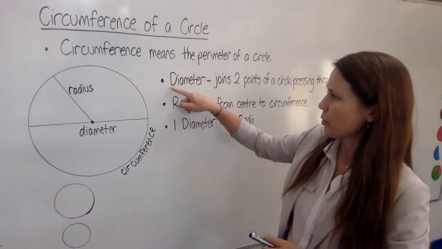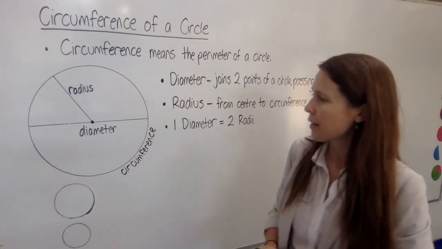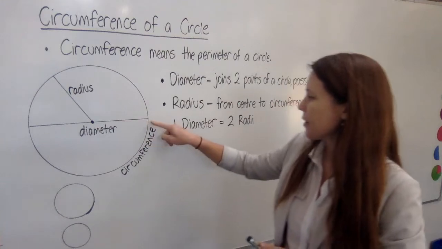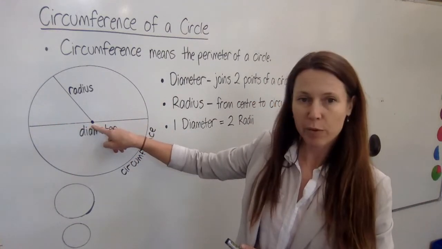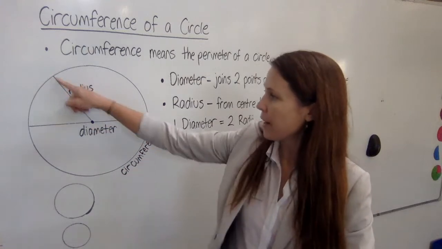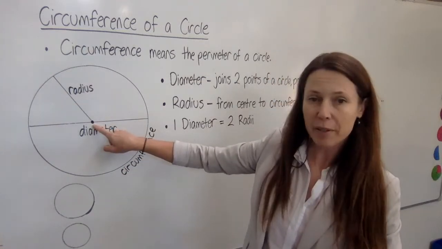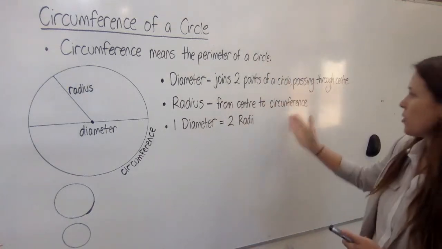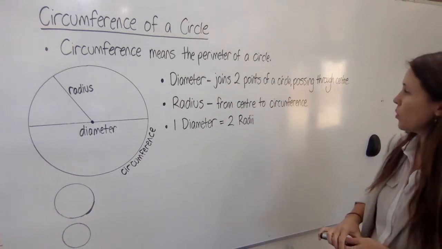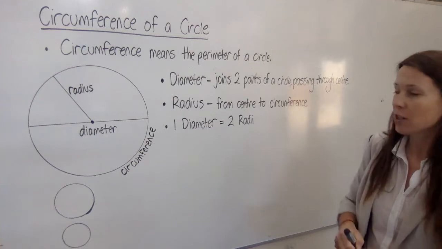We also need these two words, diameter and radius. Now, the diameter is any line that joins 2 points on the circle while going through the centre. And a radius is any line that goes from the centre to another point on the edge of the circle. So you might like to write those notes down in your book so that you remember their formal definitions.